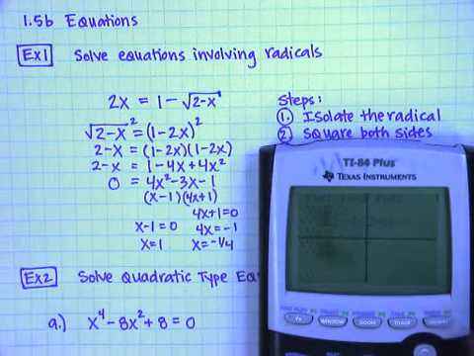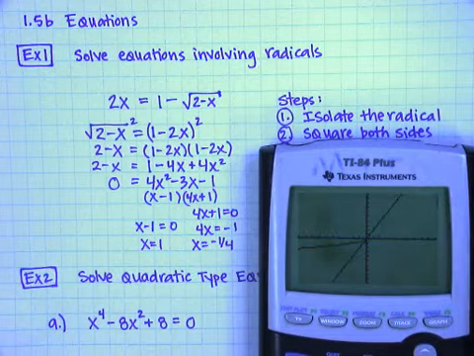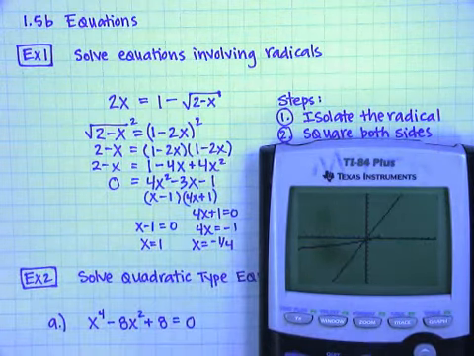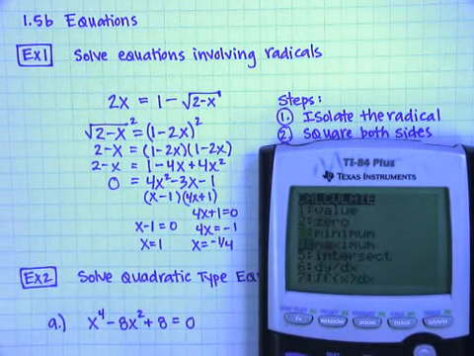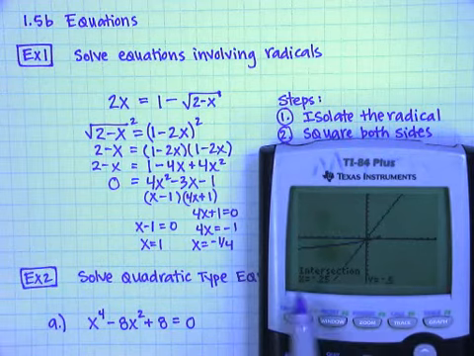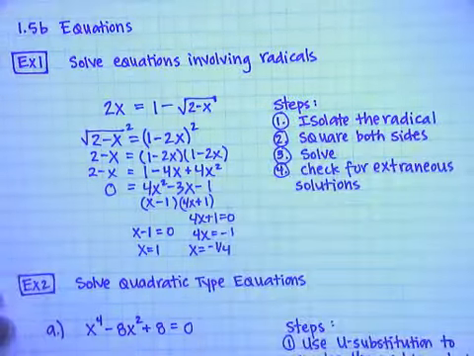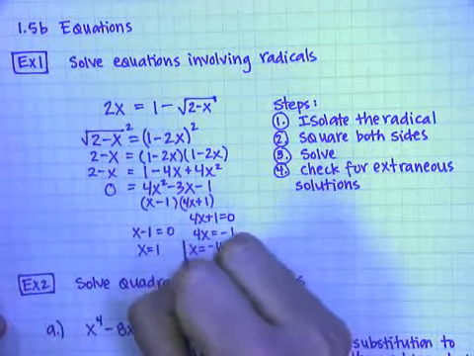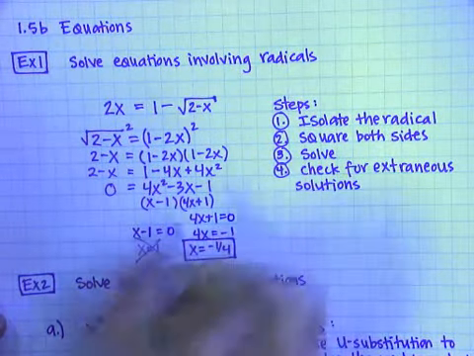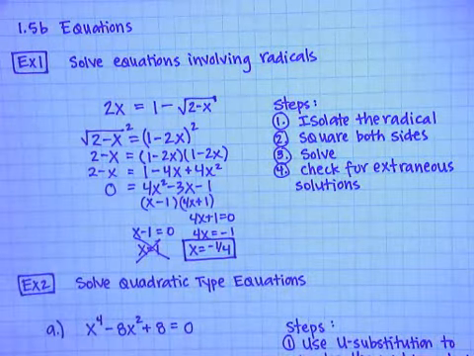And now I want to see where these intersect. So there's 2x, it's a straight line. And there's 1 minus the square root. And if I want to find the intersection point, I'd hit second calc, intersect. Enter, enter, enter. And I get the intersection that happens at x equals negative 1/4, y equals negative 1/2. And so it turns out that the only actual solution to this problem is x equals negative 1/4. X equals 1 doesn't actually work.